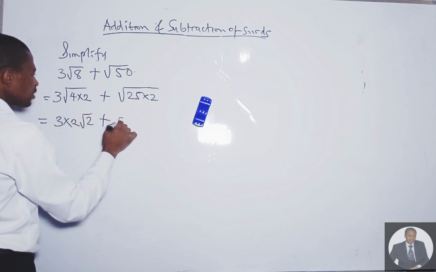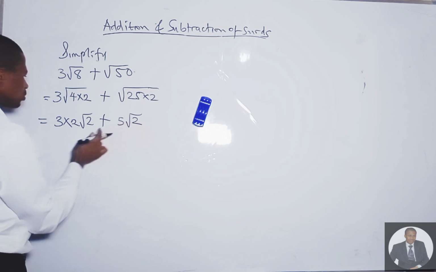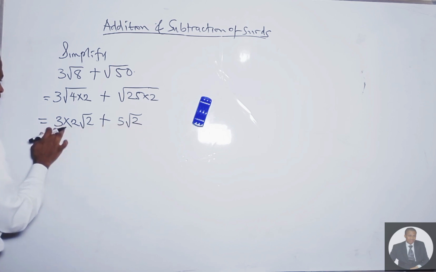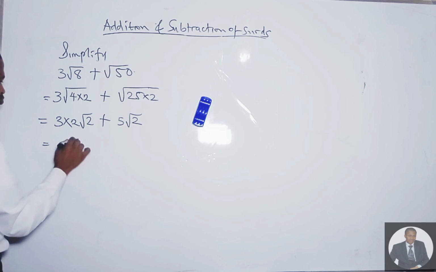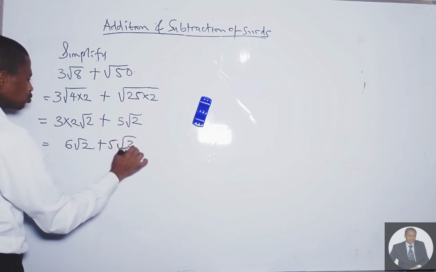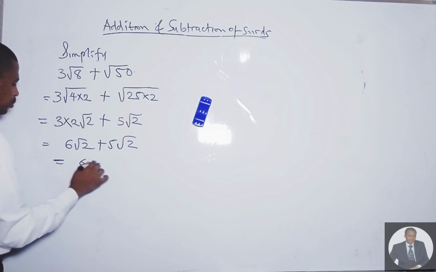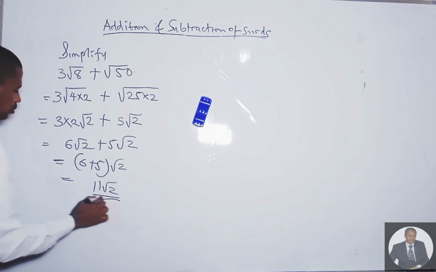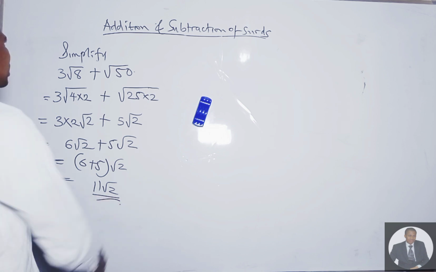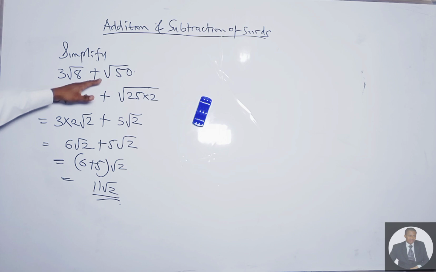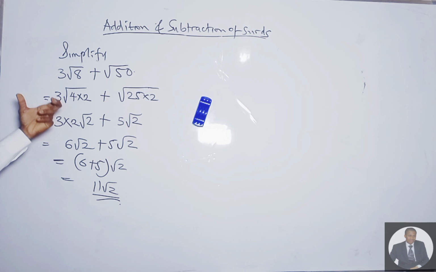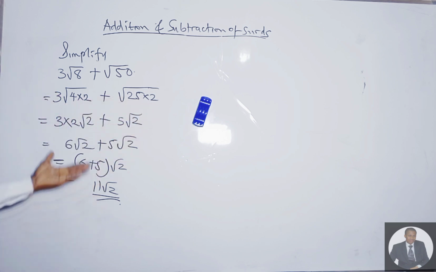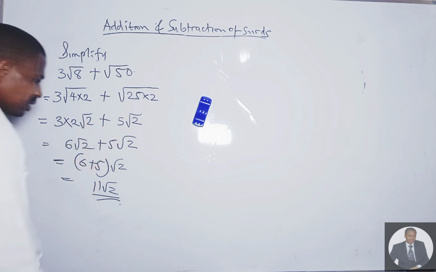What's the square root of 25? 5. We bring the 5 out, then we write root 2. So root 2 is here, root 2 is here. 3 times 2 is 6 root 2, plus 5 root 2. What do we have? 6 plus 5, root 2. That gives us 11 root 2. This is the answer. So if we are to add or subtract surds, we must simplify the question to a point that the factors under the surd have the same root before we can either add them together or subtract them.